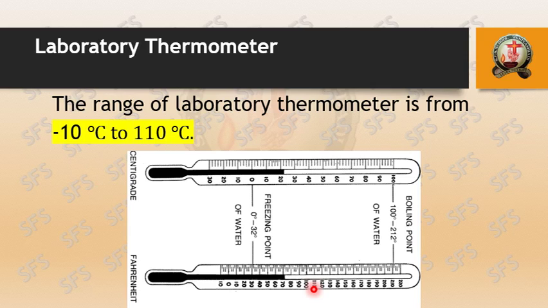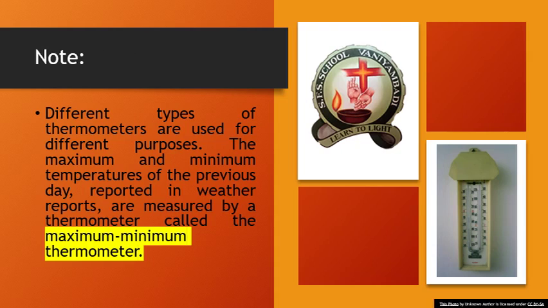Even the laboratory thermometer comes with these two units. So it is your choice. You can either use this type of thermometer which shows reading in Celsius scale, or you can use another thermometer which can tell you the reading in Fahrenheit scale. Up to this I hope you understood. You should note a few things when you measure with different thermometers.